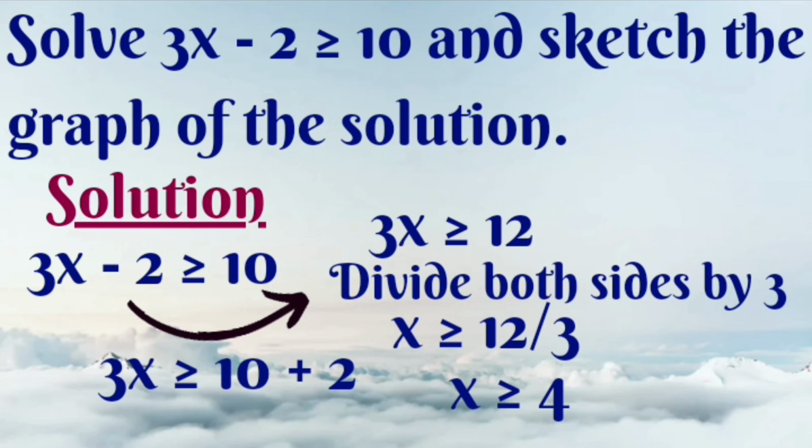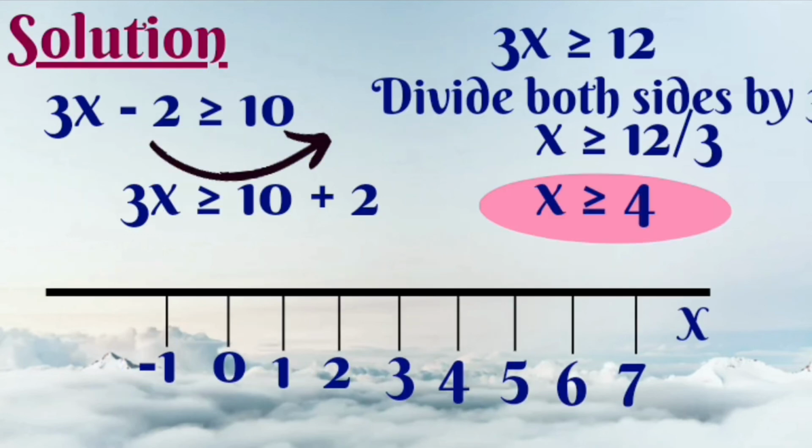Let's go ahead and sketch the graph of x greater than or equal to 4. Like we did before in the previous example, draw the number line as follows. Remember I told you that when we have a greater than sign in the solution of the inequality, the arrow will go to the right. And if we have a less than sign in the solution of the inequality, the arrow will go to the left. In this case, we have a greater than sign. x is greater than or equal to 4. So our arrow will go to the right.